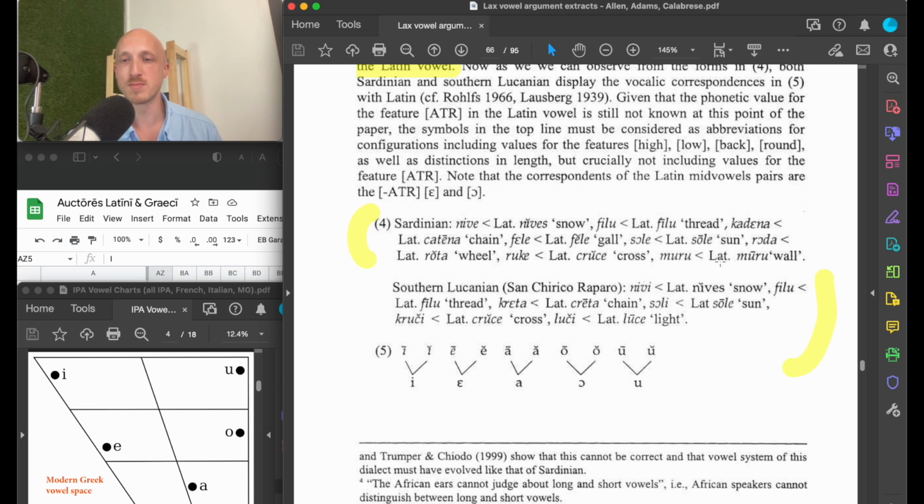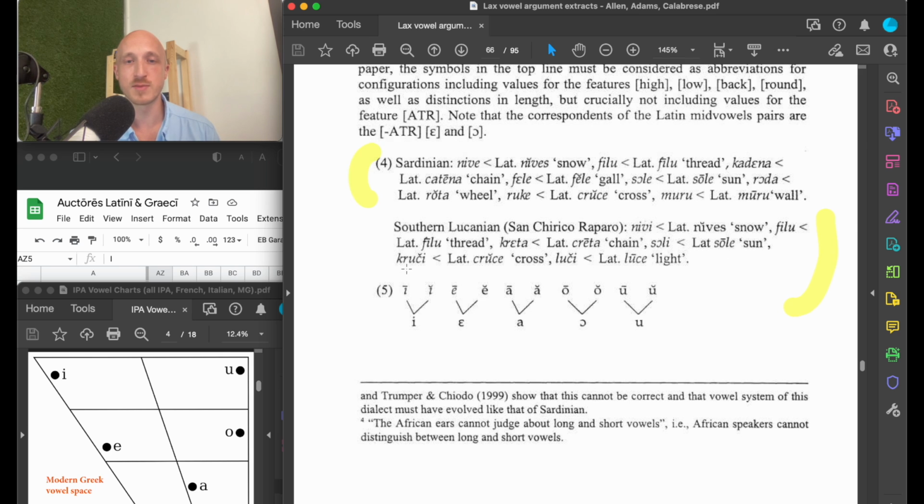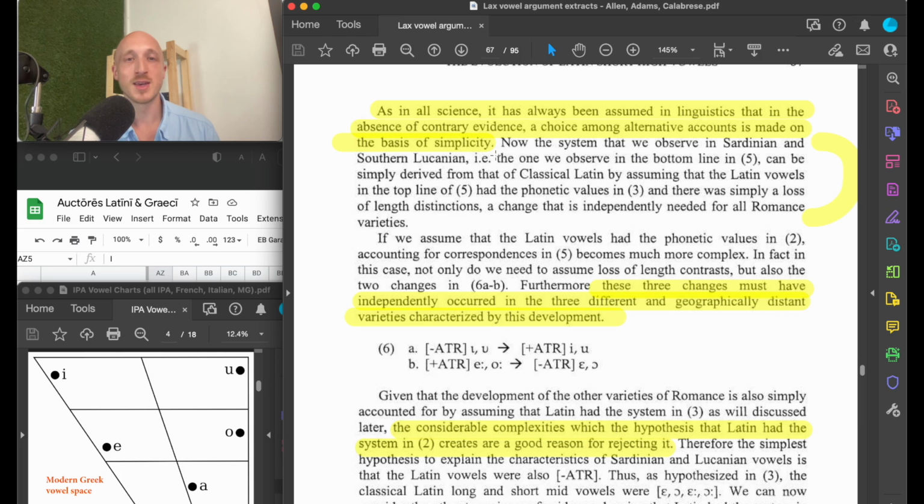And muru from muru. The Southern Lucanian shows the same kind of thing, it's just that it raises the final e to an e, or it uses this variant instead. So nivi, we have filu again, we have creta, we have soli, we have cruci, and luci. In all science, it has always been assumed in linguistics that the absence of contrary evidence, a choice among alternative accounts, is made on the basis of simplicity.